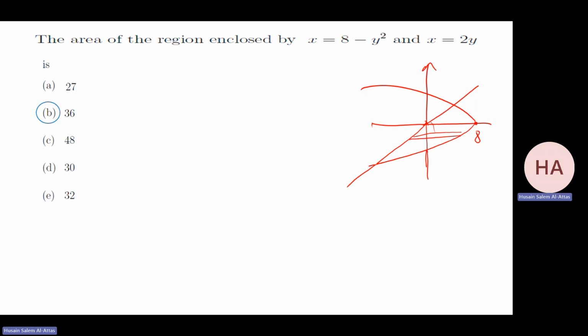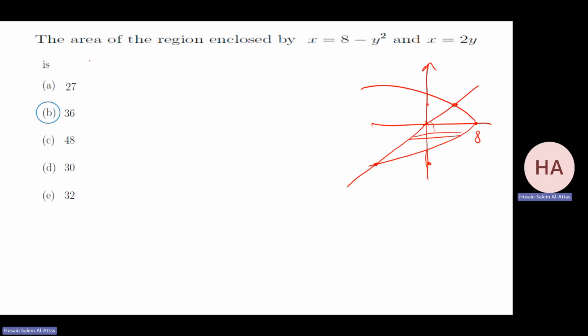So I need this point. I need the y values. So I need this y value and this y value, and this y value. Where I have the strip up to here. So I need this point and this point.